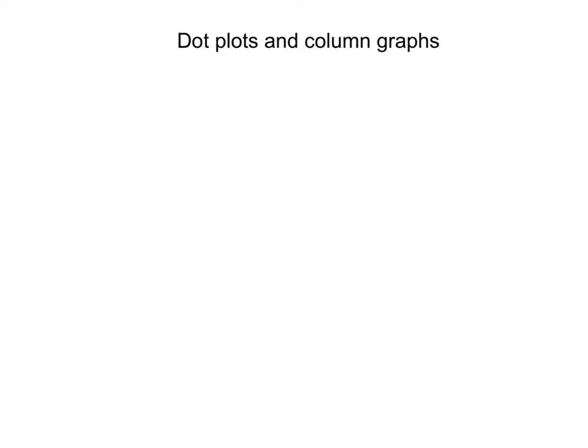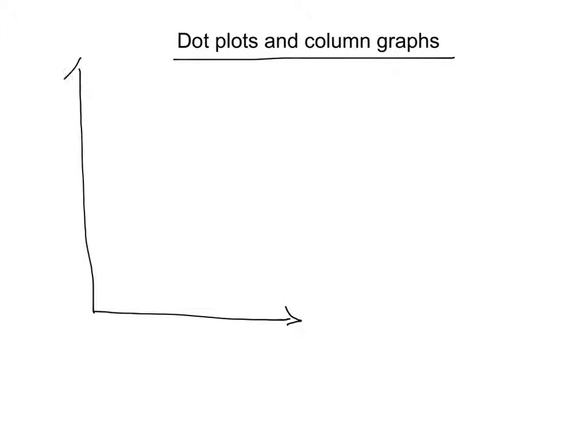Today's topic is dot plot and column graphs. And you need to have that as your heading. We use dot plots to display data. And just before we begin, I'll show you what a dot plot looks like. A dot plot has an X and Y axes. And you have equal spacing, or it's also called scale. You label the bottom, so you label the axes.